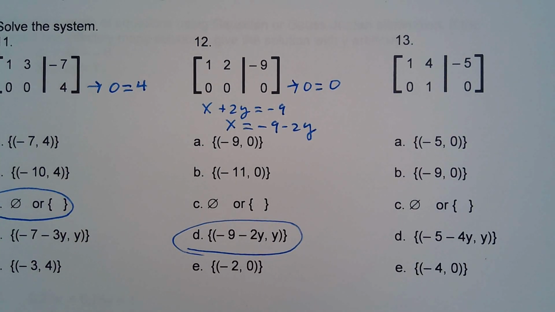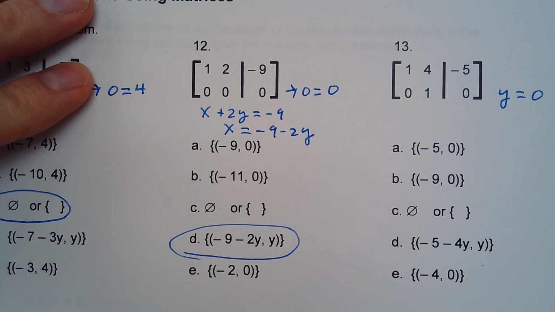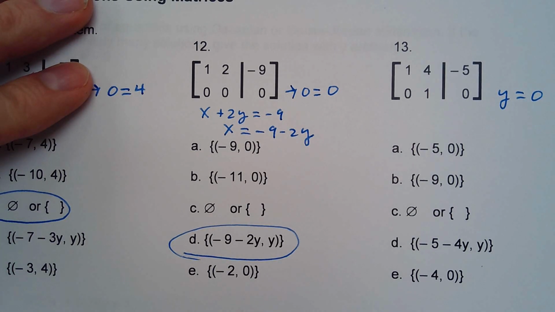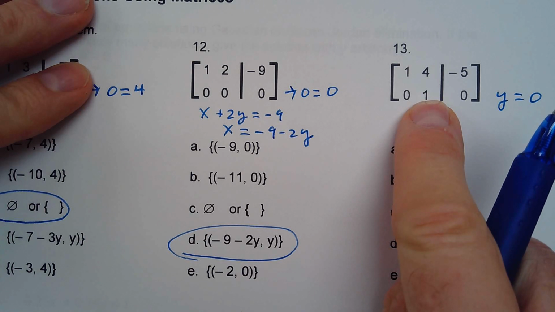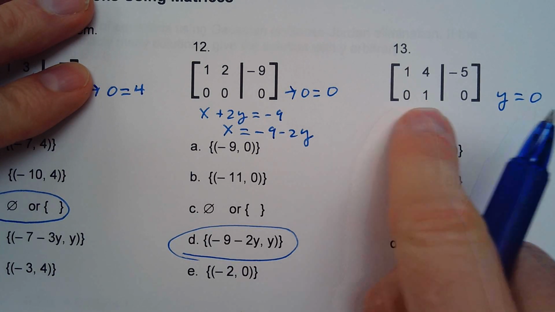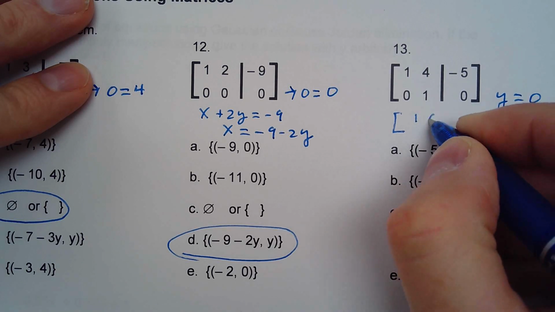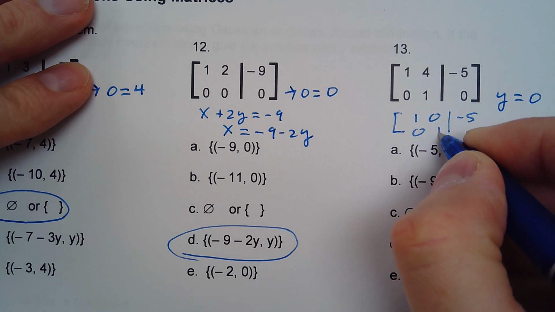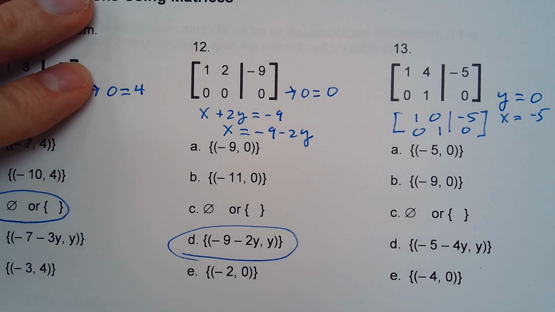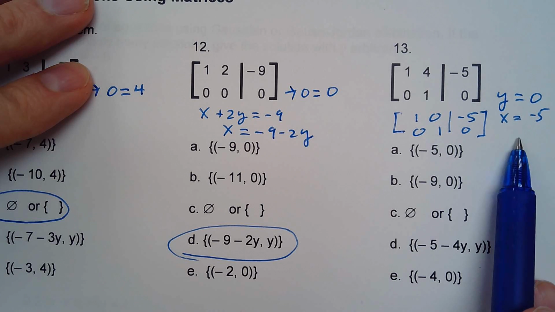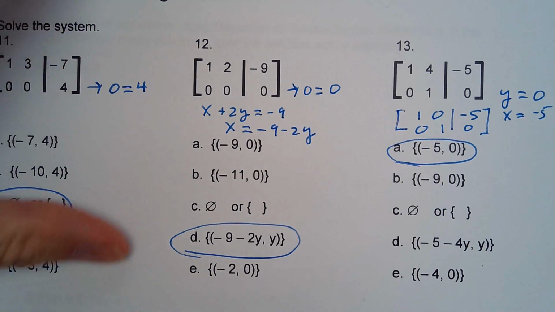Now this last one, this would mean y equals 0. So this is a consistent system with one solution. If I multiply row number 2 by negative 4 and add it to row number 1, that's going to give me a matrix 1, 0, negative 5, 0, 1, 0. That's going to tell me x is negative 5. So my answer here is going to be A. It's going to be the point (negative 5, 0).